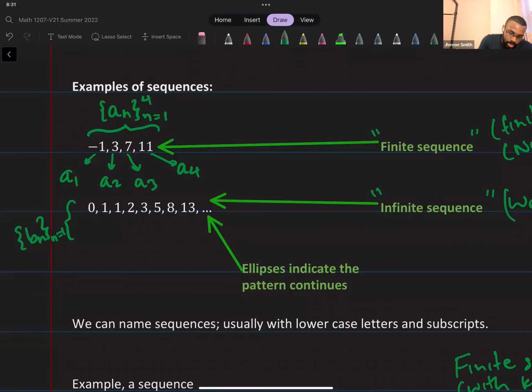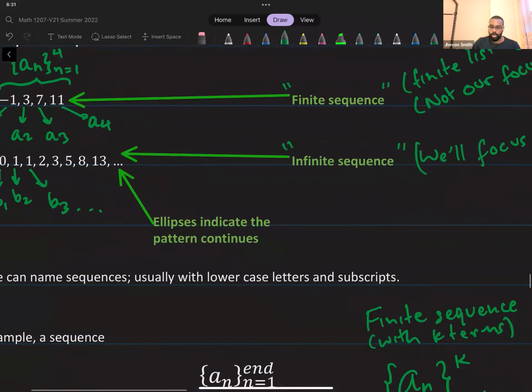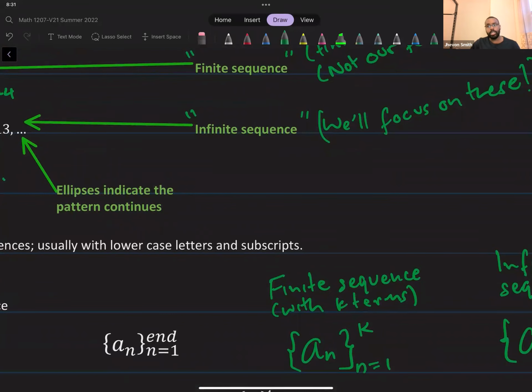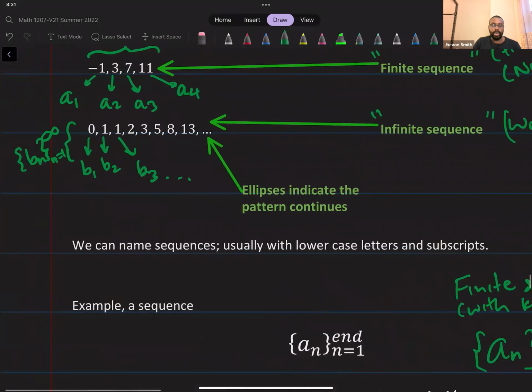Now clearly here, n goes to infinity, but this would be B1, this would be B2, this would be B3, etc. And that pattern just keeps going, right? So that's how we can name sequences. And the idea is, in our situation especially, there will be some sort of pattern or formula that describes what's going on and how we can determine the points in our sequence. And sometimes we want to be able to find this because it'll be very useful.